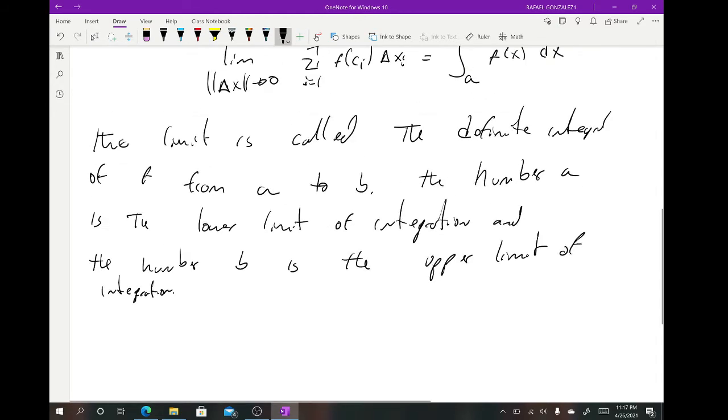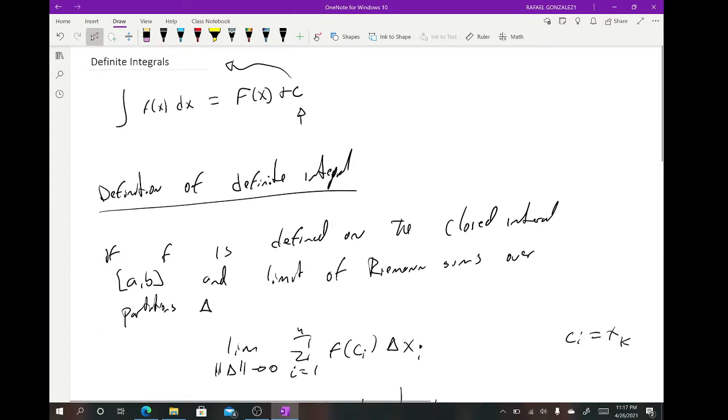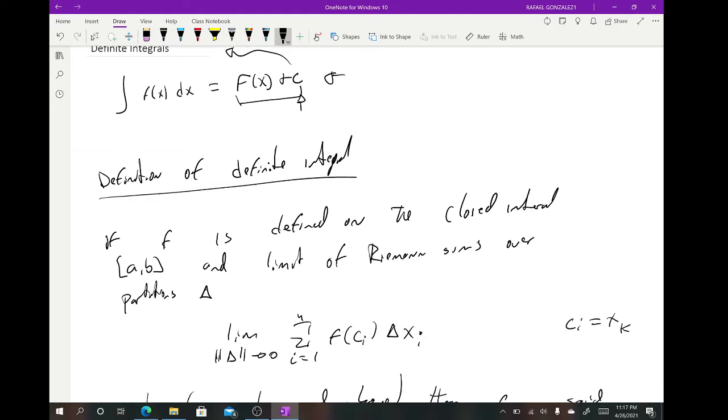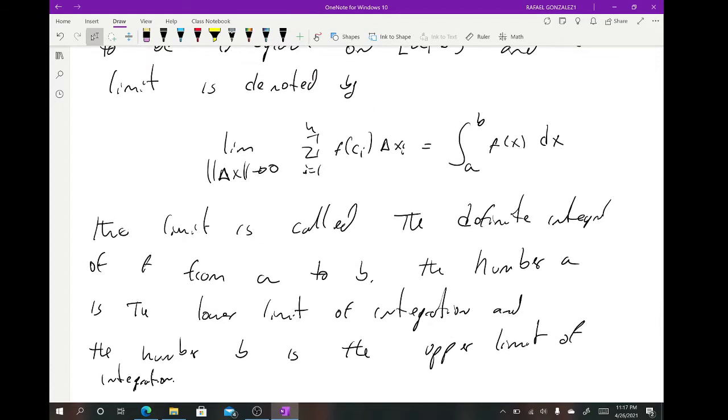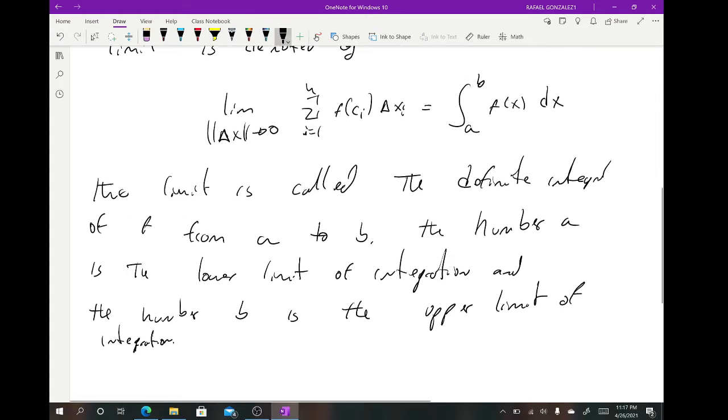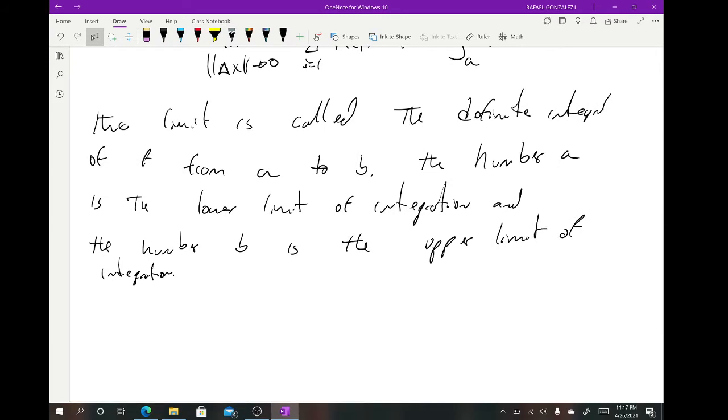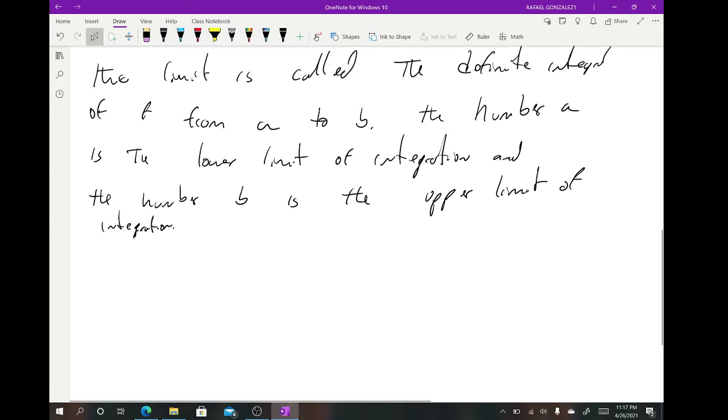Okay, as I wrote up here, when we have the indefinite integral, we get functions. This is a family of functions because that c could be any number. When we actually get a definite integral, we're going to get a number. We're going to get a limiting process. Remember that the limit, when it exists, is going to be equal to some number L, right? So because this is a limiting process, we're going to get a number as a solution.